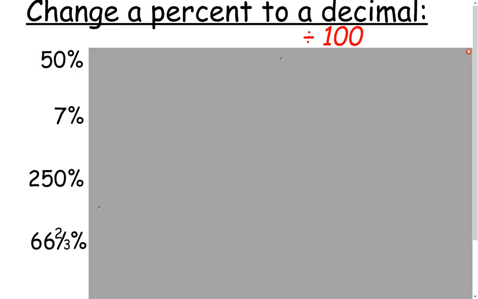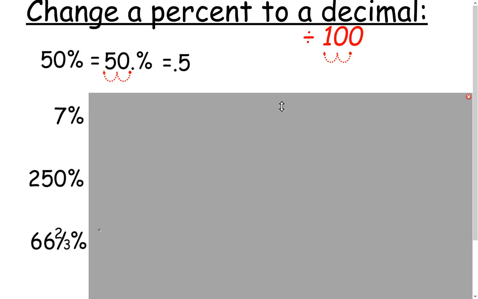Next thing you have to be able to do is change percent to a decimal. And this is actually pretty easy. You can either divide by 100 or just move the decimal place 2 places. So anytime you're doing these, you're going to take the decimal place and you're just going to move it over 2 places, 1, 2. And when you do, you'll end up with 0.5.